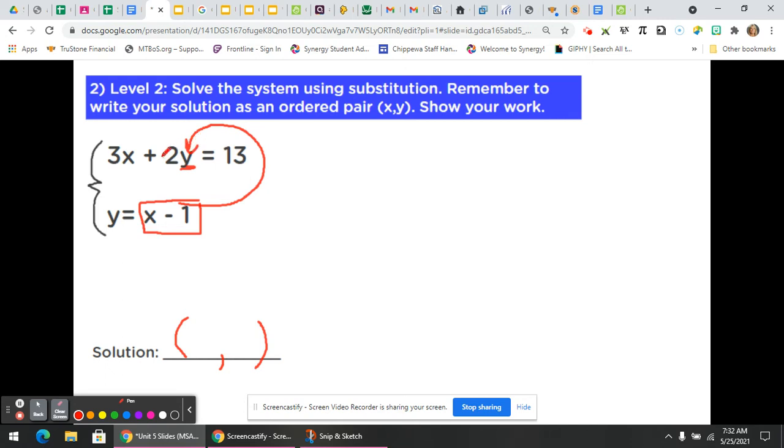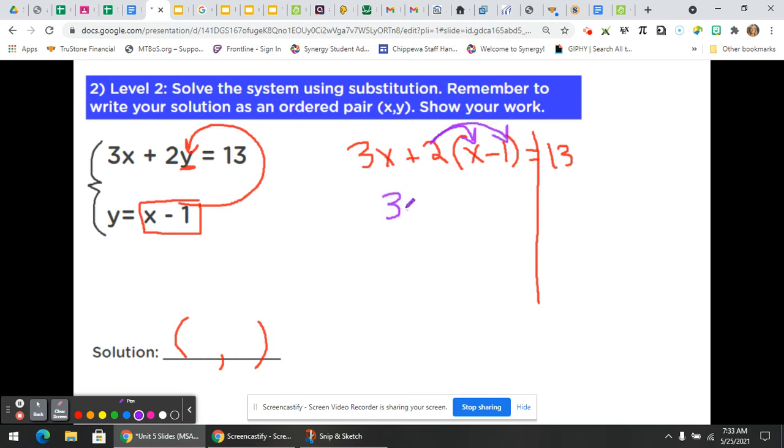So I'm just going to take a minute to rewrite this. 3x plus 2, and here instead of y, I'm going to plug in x minus 1, and I'm going to put that in parentheses because I know I'm going to have to do some distributing. So x minus 1, all of that equals 13. So here is where we begin solving. And again, notice I mentioned the distributive property. In order to solve this, to get the x alone, I'm going to have to share the 2 with the x and the 2 with the subtracting 1.